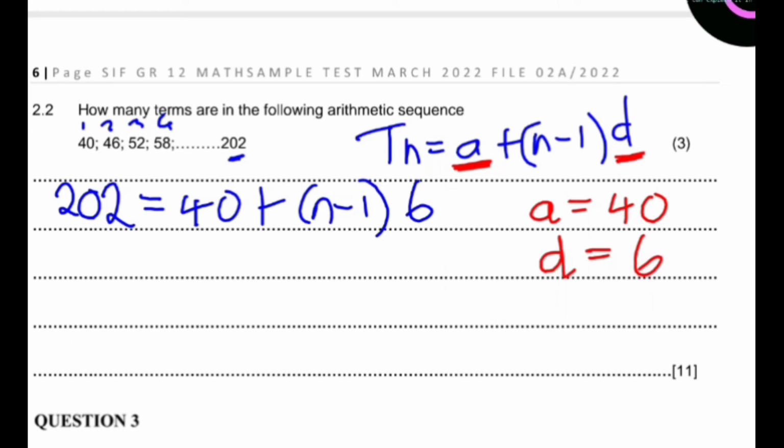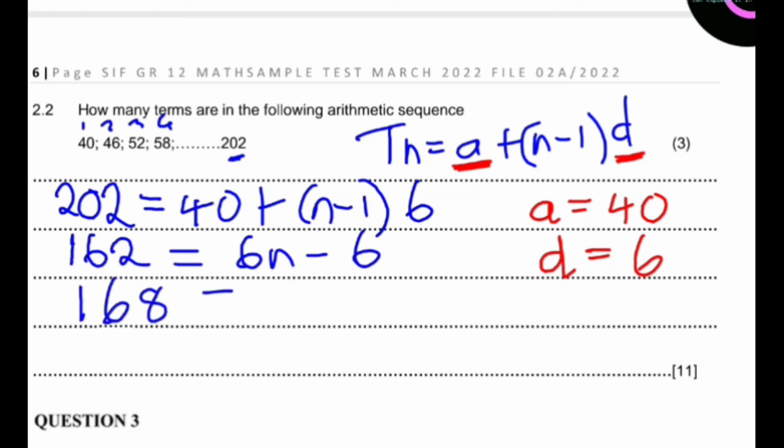All right, and we can now easily solve this equation. Subtract 40 from both sides or move the 40 across. You end up with 162 equals 6 times n minus 6. You end up with 168 equals 6n. Divide both sides, you get n equals 28.